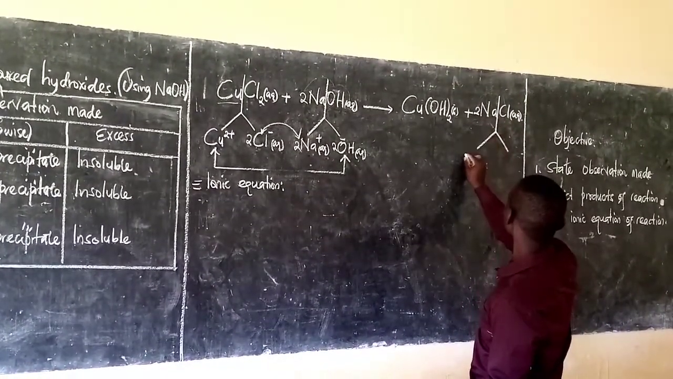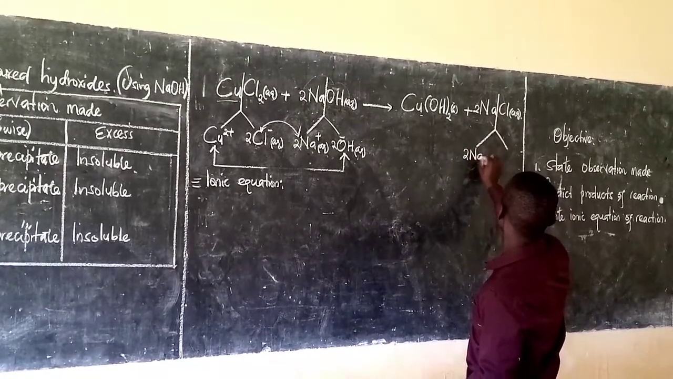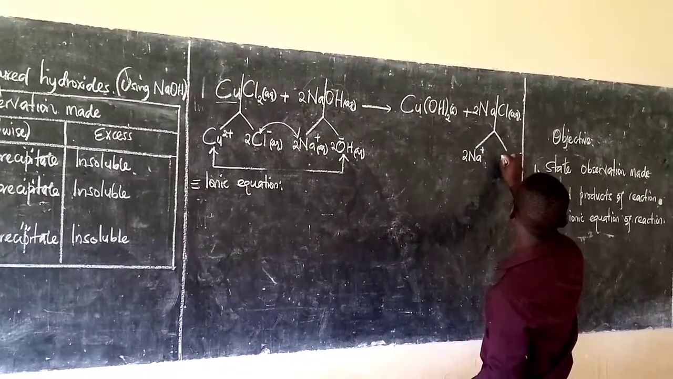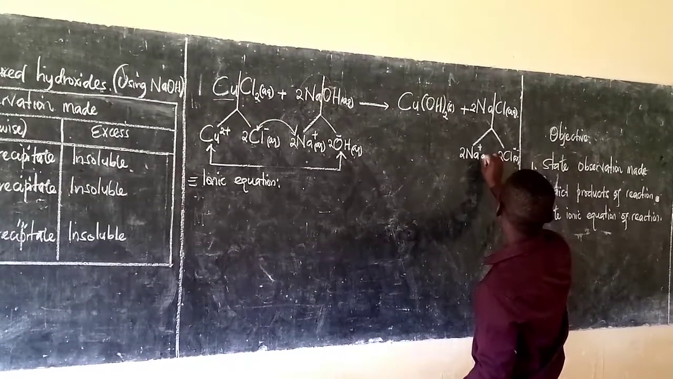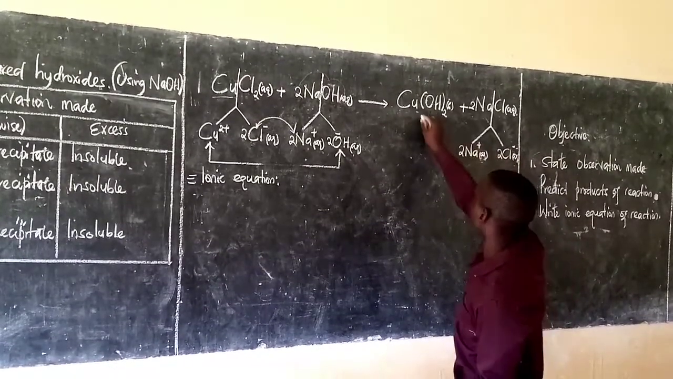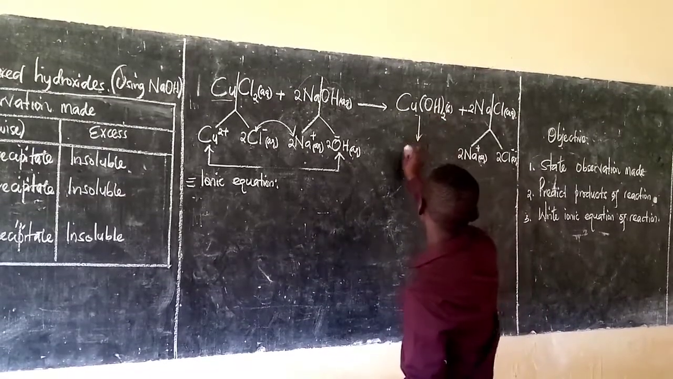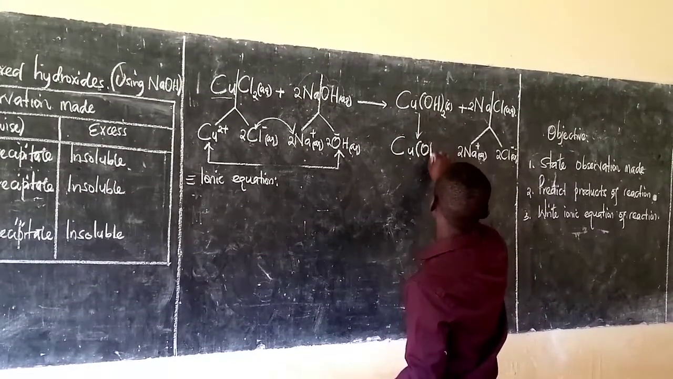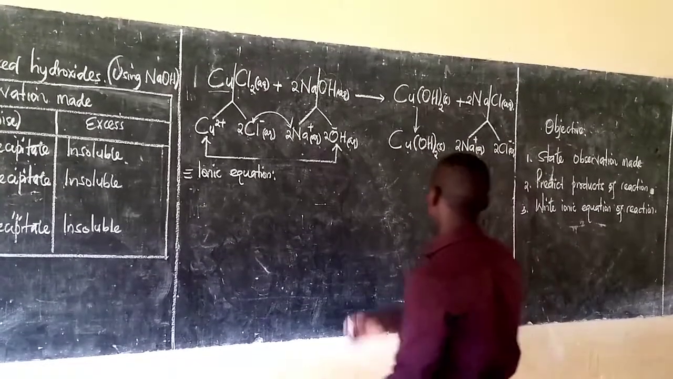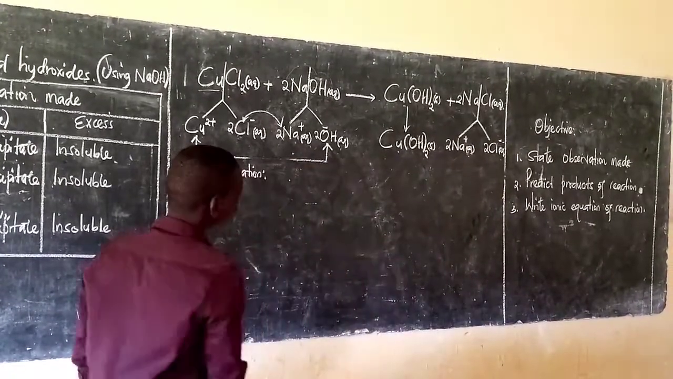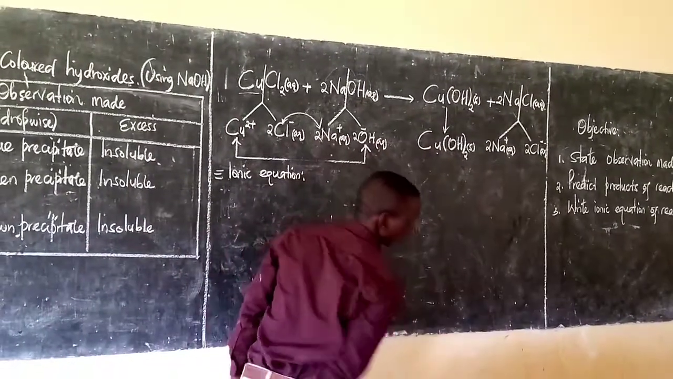This will not split, but we split this and it gives us the ions that we want. So from what we are seeing, we have 2 sodium ions. At the same time, we have the 2 chloride ions. So that is all in solution. We have said this one remains as a solid, so it will be copper 2 hydroxide in solid state.